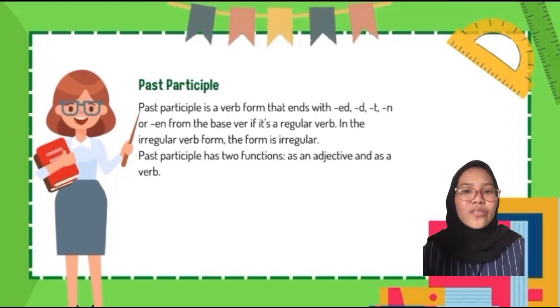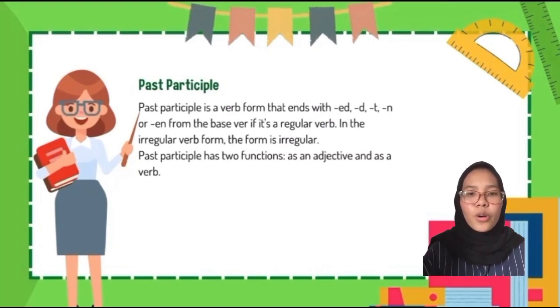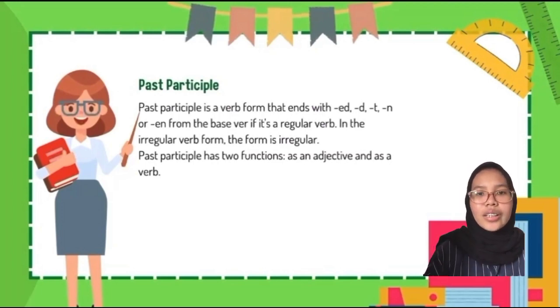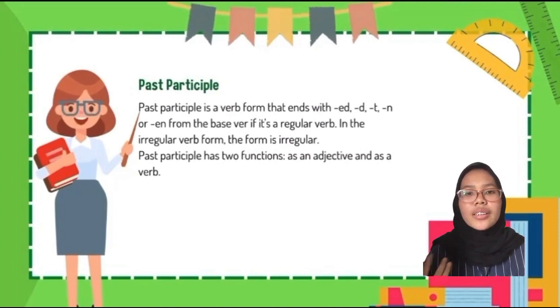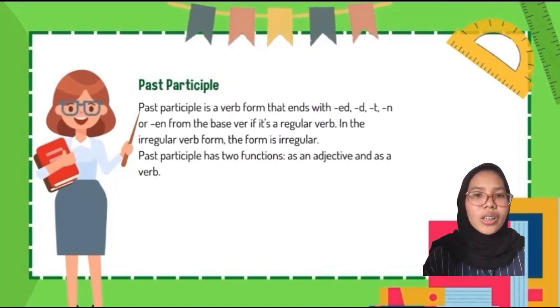And next is the definition of past participle. The past participle is a verb form that ends with -ed, -d, -t, -n, or -en from the base verb if it's a regular verb. In irregular verbs, the form is irregular. Past participle has two functions, as an adjective and as a verb.